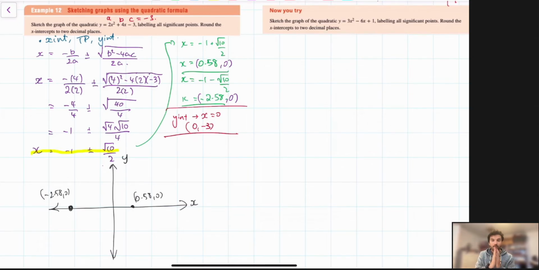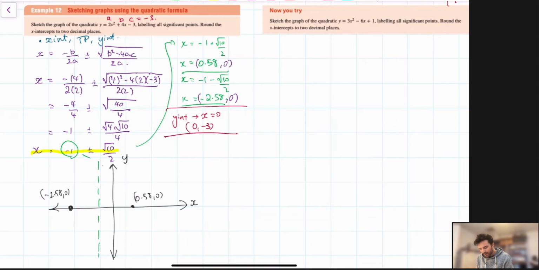to negative 1 plus root 10 on 2 and take root 10 on 2. So if you want to think about it, this negative 1 part is essentially the average of those two x-intercepts, and you add root 10 on 2 to make 0.58, and you take root 10 on 2 to make negative 2.58. So we've actually found what's known as the line of symmetry here.